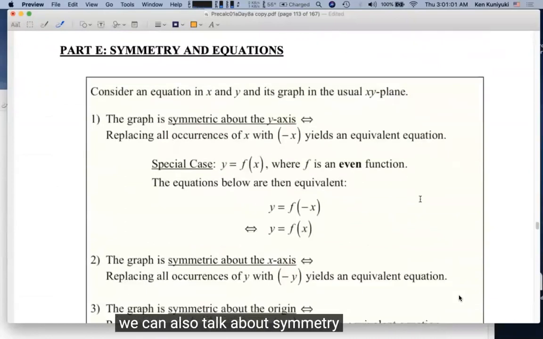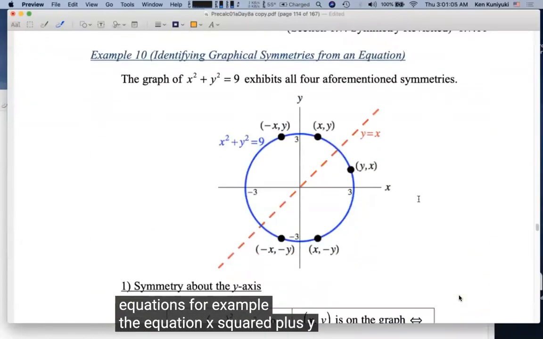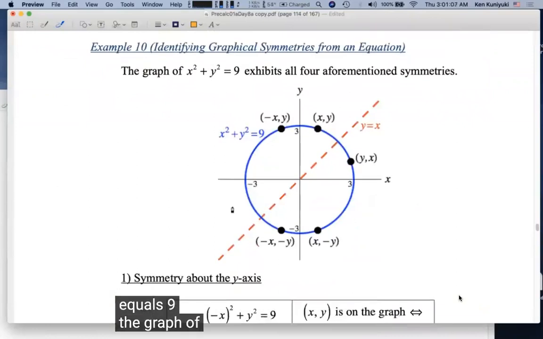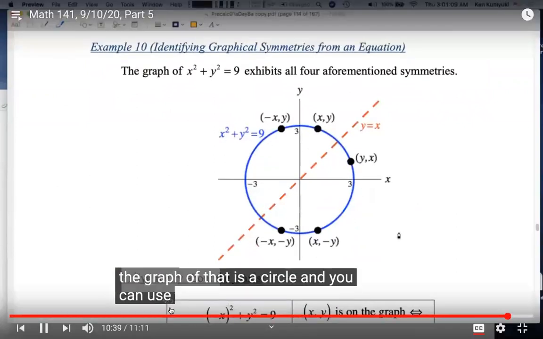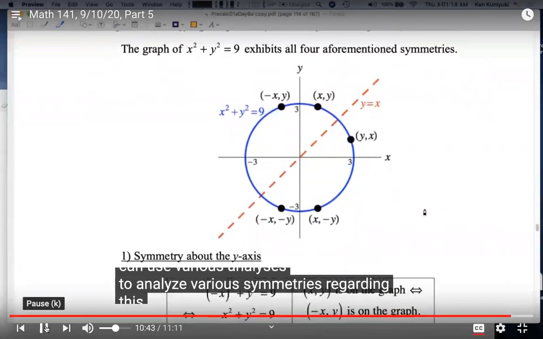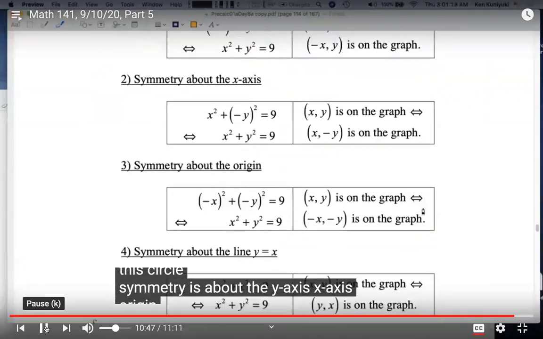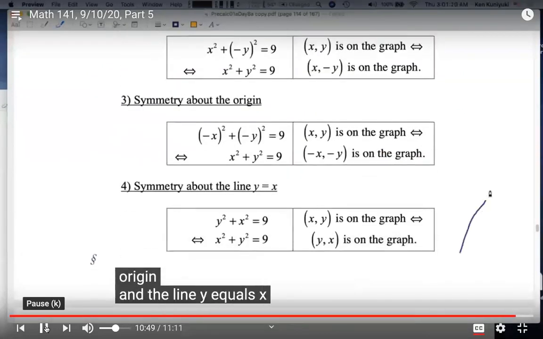We can also talk about symmetry and equations. For example, the equation x squared plus y squared equals 9, the graph of that is a circle, and you can use various analyses to analyze various symmetries regarding this circle. Symmetries about the y-axis, x-axis, origin, and the line y equals x.